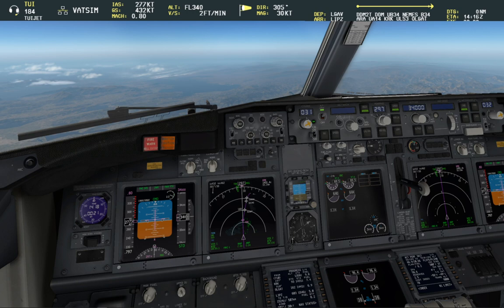Hello, Ascot 2150, flight level 390. Ascot 2150, very good afternoon. Radar contact, fly direct Saloon. Direct to Saloon, Ascot 2150.